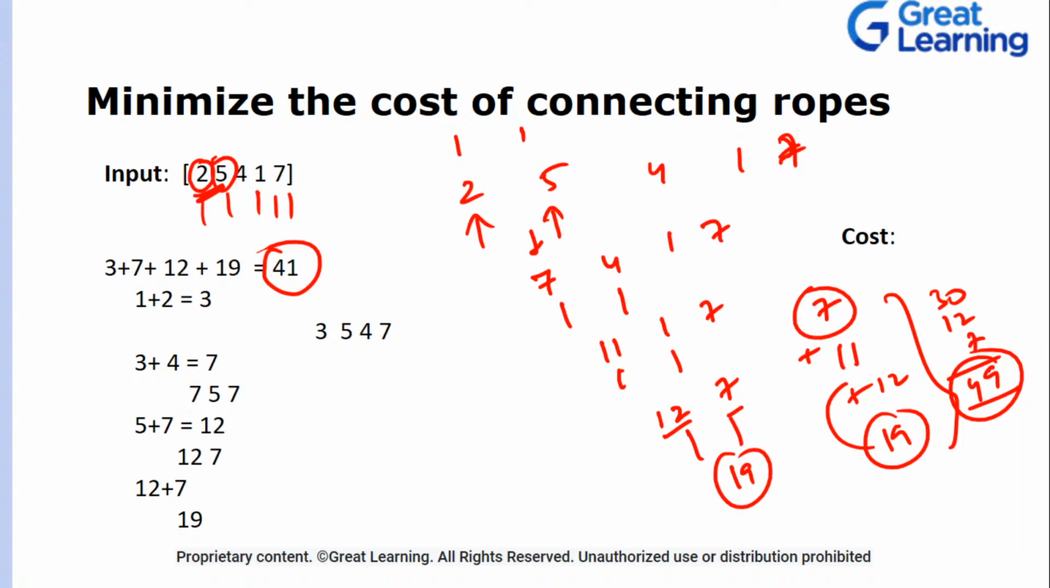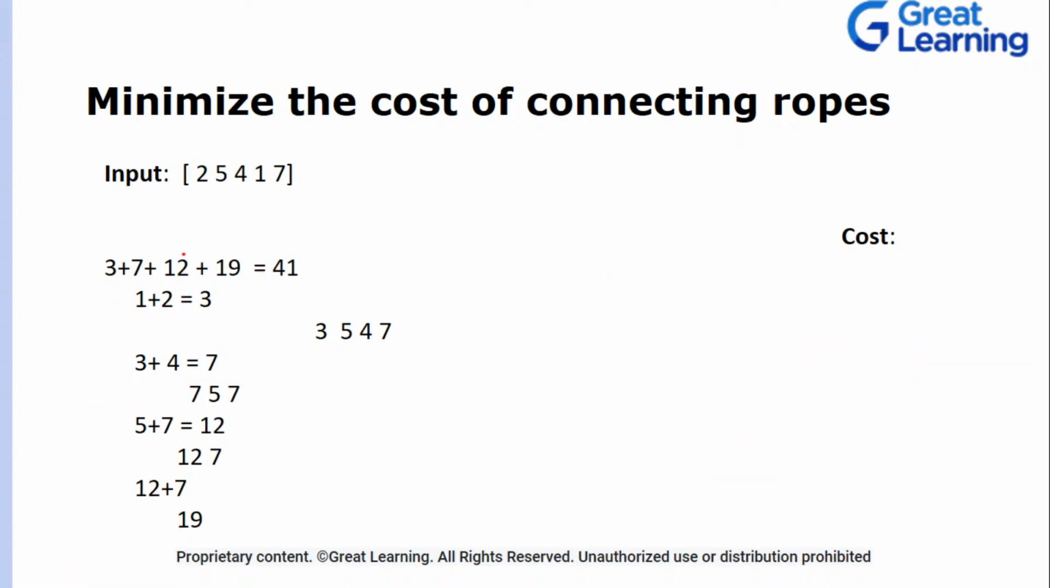Okay, so now let's just visualize this problem. Let me just clear the screen. Now if you observe carefully, if I am adding the minimum two values in this array, the minimum two values are 1 and 2, which is 3, so the cost will be 3. Now the new array will be 3, 5, 4, 7. This will be a new 3, and 5, 4, 7 will be as it is. So this is the new array and the cost is 3.